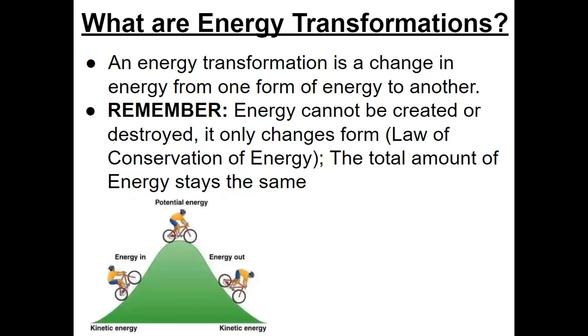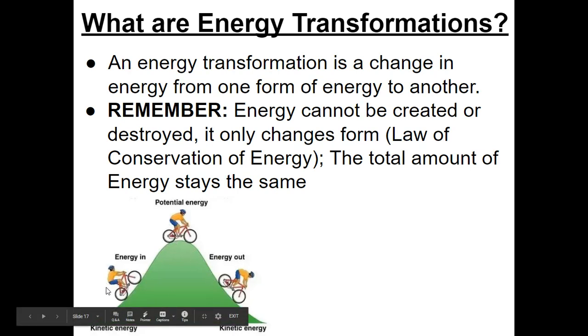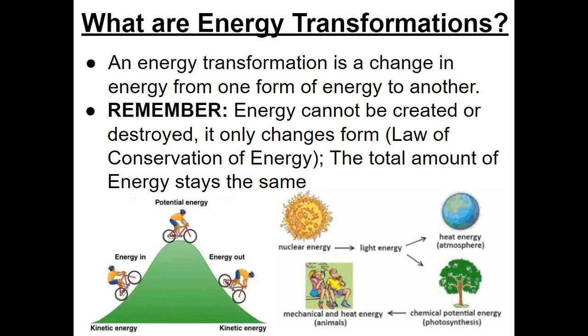Right, so we have this biker. He's biking up the hill. He puts energy in, and he also has to get some energy out. So he's changing from kinetic energy to potential energy, and then back to kinetic energy on the other side of the hill.